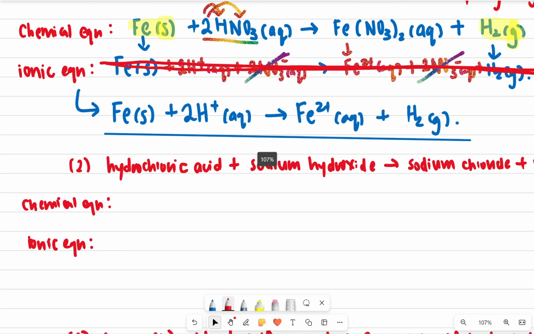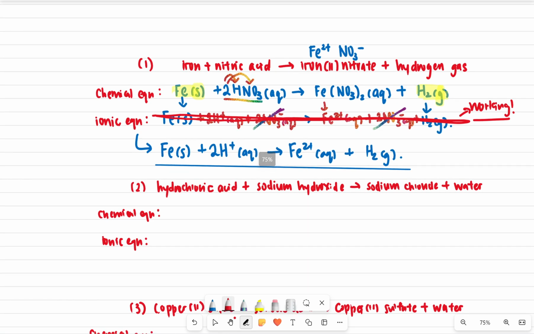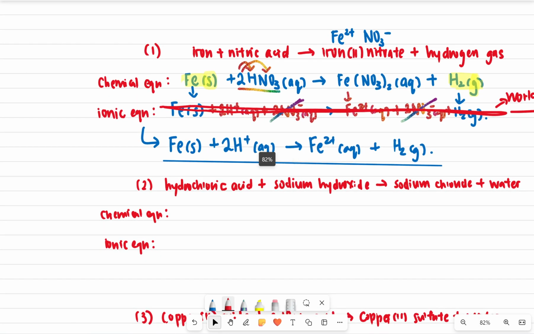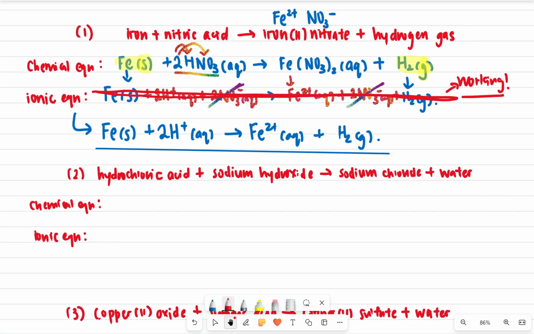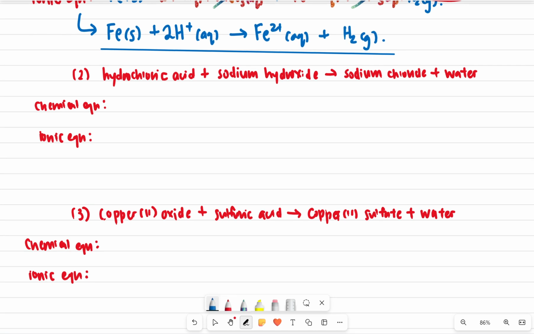Now let's take a look at question 2. Question 2 shows you hydrochloric acid plus sodium hydroxide, giving me sodium chloride and water. So let me write out the chemical equation very quickly. Hydrochloric acid is HCl in the aqueous state plus sodium hydroxide, that's NaOH, in the aqueous state because they are all soluble. And it's going to give me a soluble salt, NaCl aqueous, and water, H2O, in the liquid state.